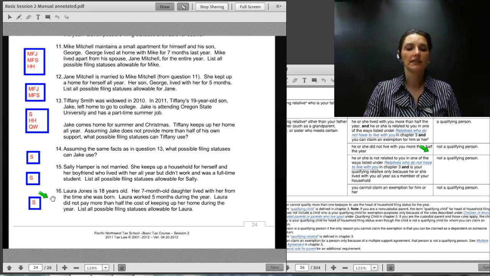And number 16, Laura Jones is 18 years old. Her 7-month-old daughter lived with her from the time she was born. Laura worked 5 months during the year. Laura did not pay more than half the cost of keeping up her home for the year. List all possible filing statuses allowable for Laura. Well, the answer is single. She's not able to claim her child's dependency exemption. Even if she did work, she didn't pay enough to keep up the household. So head of household is not going to be an option for her. Since she's 18 years old, it's probable that she's living in the home of her parents and that she is even a dependent of her parents.